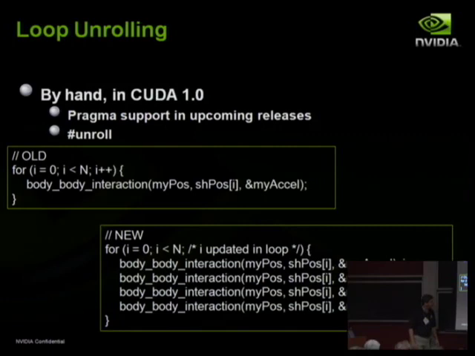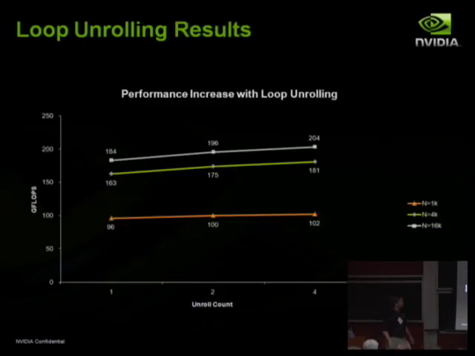Right. It's still faster to unroll, and here's the example of unrolling. There's 3 different problem sizes. There's 1,000 bodies, 4,000 bodies, and 16,000, and these are the gigaflop numbers. So you can see, like on the 4,000, we went from 163 to 181. Get rid of some of that loop overhead.